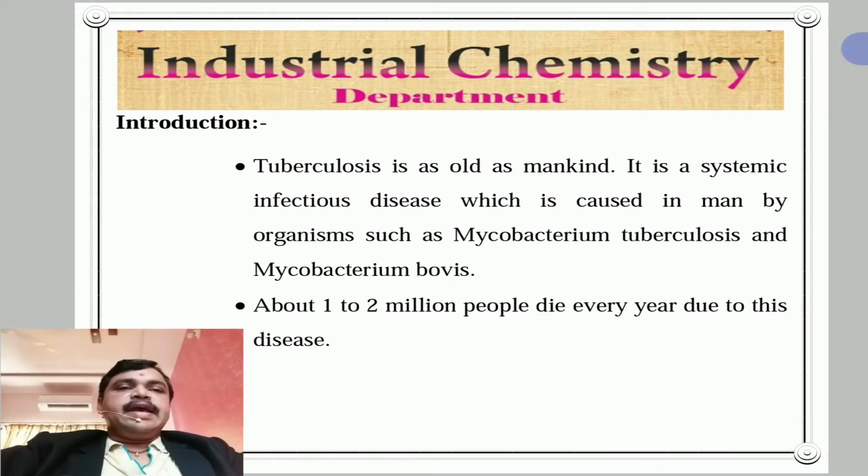Tuberculosis is as old as mankind. It is a systemic infectious disease which is caused in men by organisms such as Mycobacterium tuberculosis and Mycobacterium bovis. These two, Mycobacterium tuberculosis and Mycobacterium bovis, are both bacteria which cause TB. About 1 to 2 million people die every year due to this disease. Please note this.